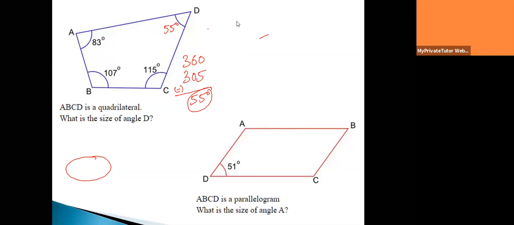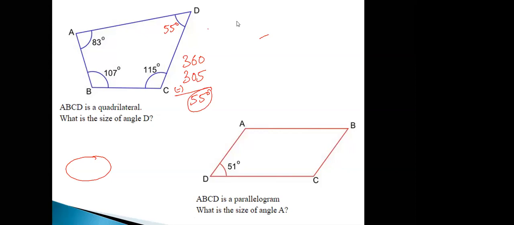So B is 51. Yeah, so B is 51. Can you tell me the reason why? I think you know. It's opposite to each angle. Yes. Excellent. Opposite angles are the same. So B and D are opposites. That's a good one. So what about A and C?